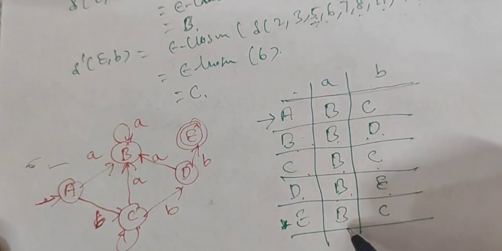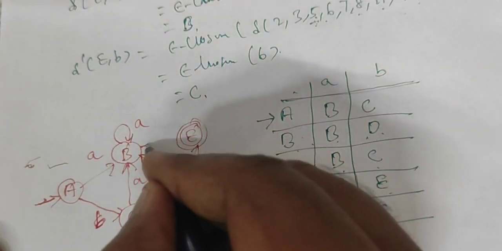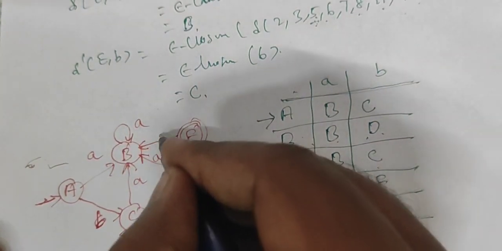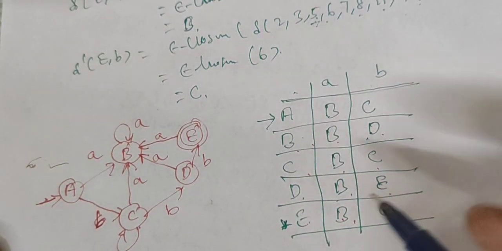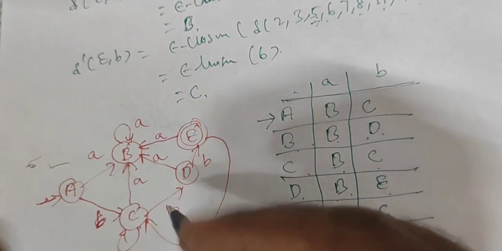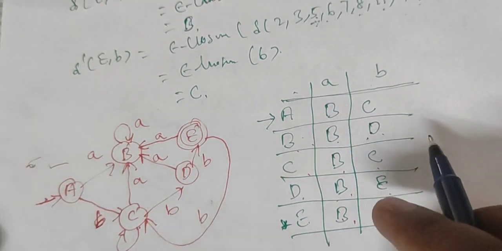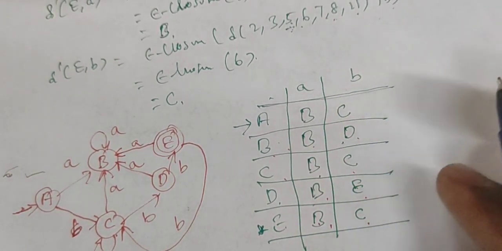Now coming to the last state, E. E, when A is applied, it goes to B. And E, when B is applied, it goes to C. So this is the DFA diagram for the specific NFA.